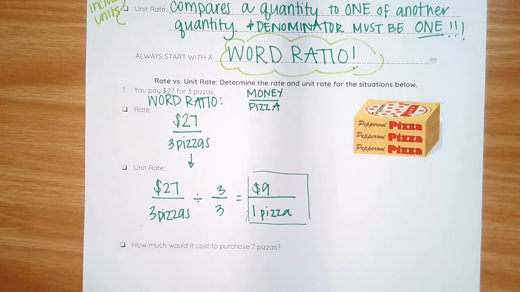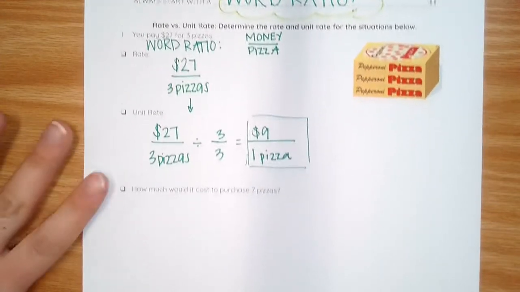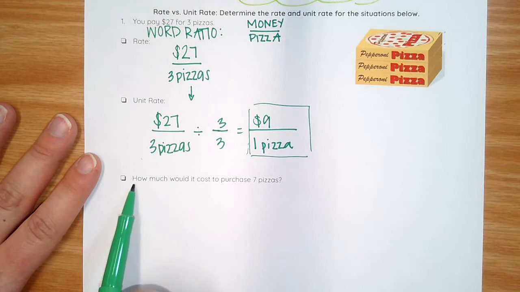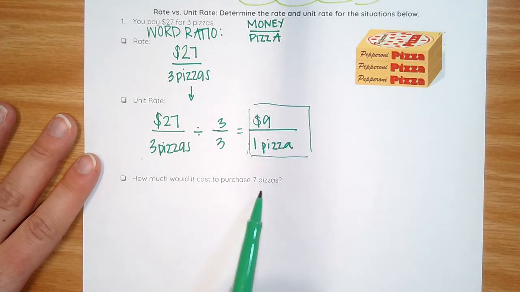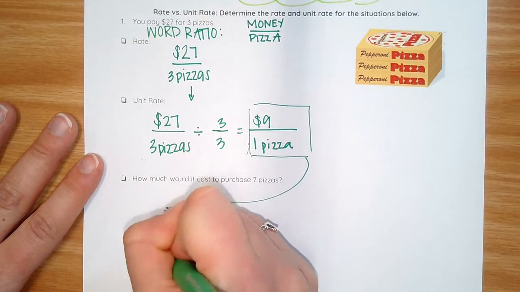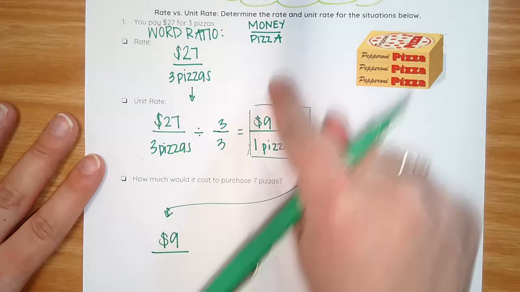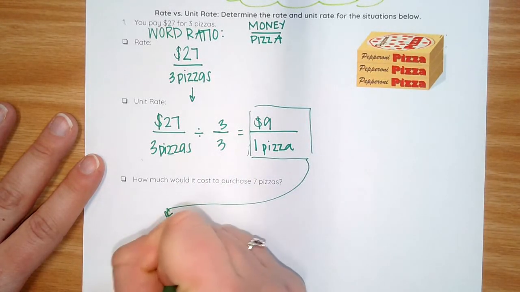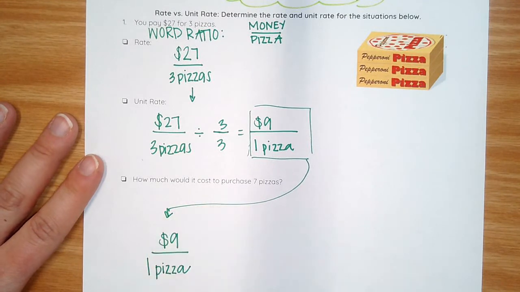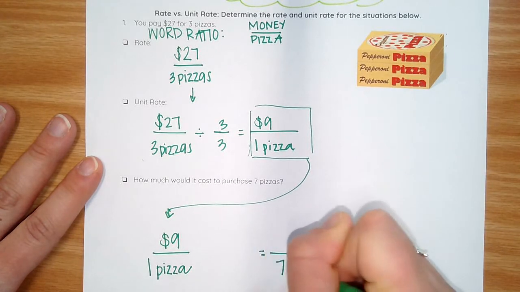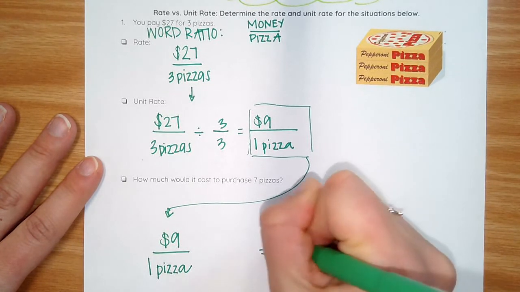Okay, so that part was a review. We've already discussed that. What we need to do now is apply it. We need to use our unit rate. So our next piece says, how much would it cost to purchase 7 pizzas? So I take my unit rate, $9. Again, money is still on top. We follow that word ratio. $9 over 1 pizza. Okay, so I want 7 pizzas, and I want to know how much that will cost.